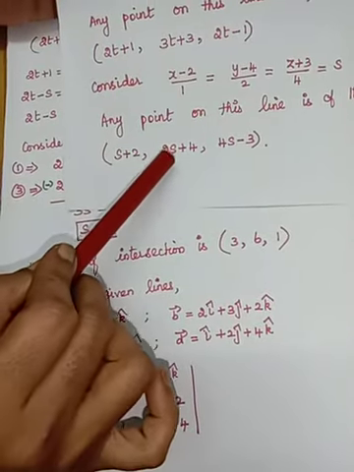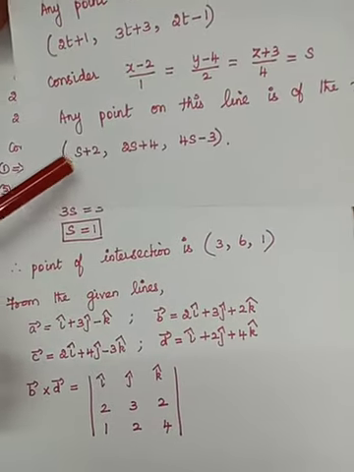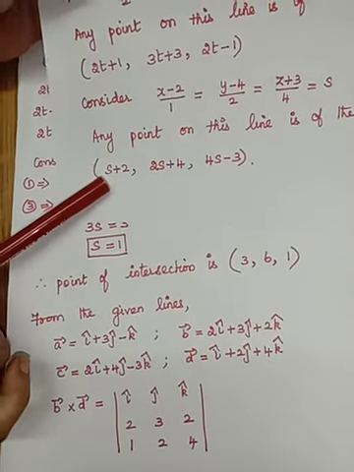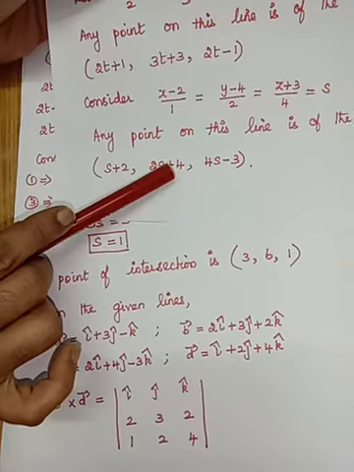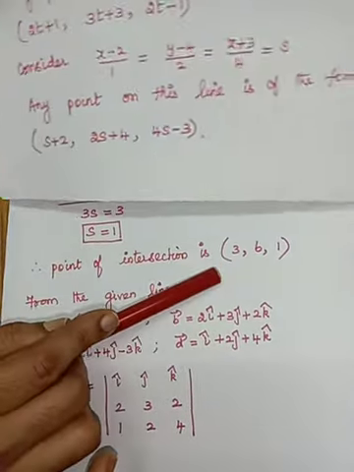The corresponding point is s + 2, 2s + 4, 4s - 3. When you substitute s = 1, this becomes 3, here 2 + 4, that is 6, and here 4 - 3, that is 1. So (3, 6, 1) is the point of intersection.